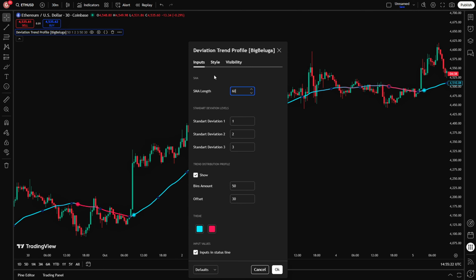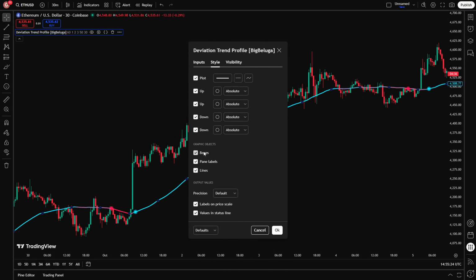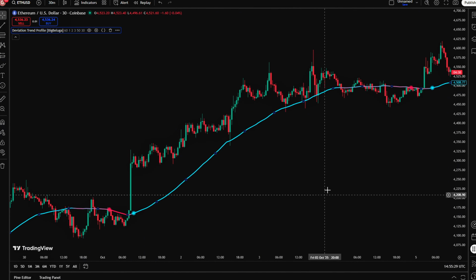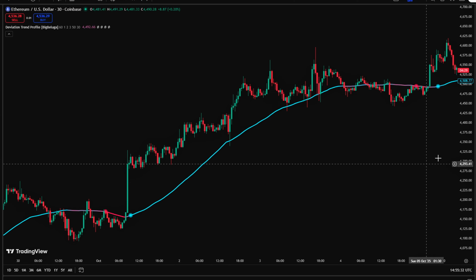Next, go to the Style tab. Here, you can adjust the colors, line thickness, or other visuals for better chart readability. Use colors that stand out clearly against your chart background. This makes signals easier to spot during live trading. Once done, click OK to save and apply the settings.